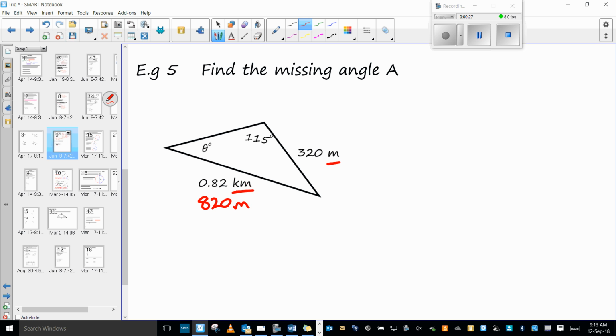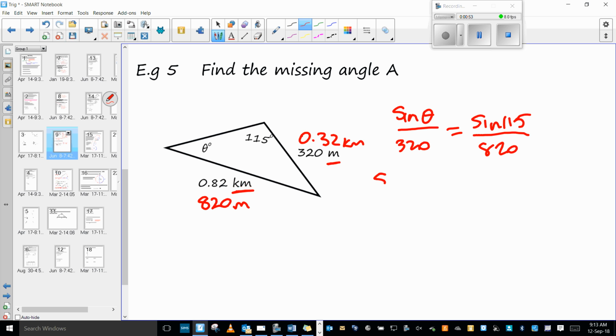And if you change this one to be kilometres, it would be 0.32 kilometres. So your choice is there. It doesn't matter which one you choose. So we would have sine theta over, which one are we going to do? Meters or kilometres? Equals sine 115 over 820. Yeah? Sine theta is sine 115.